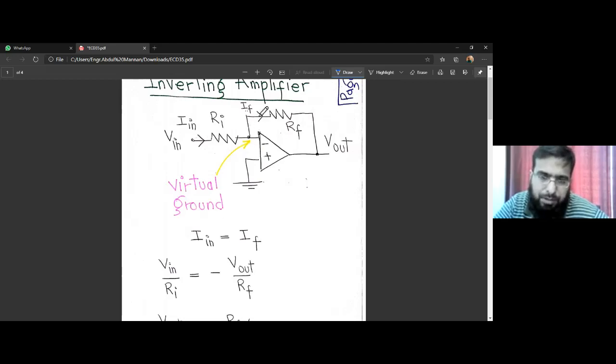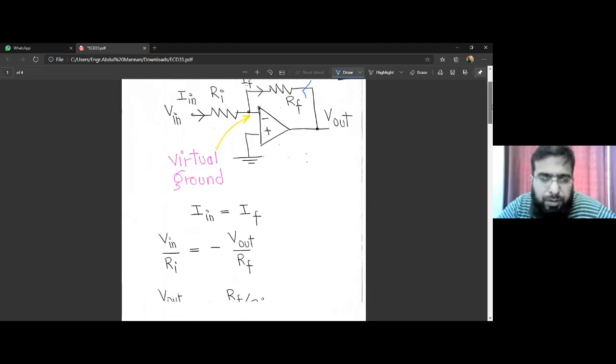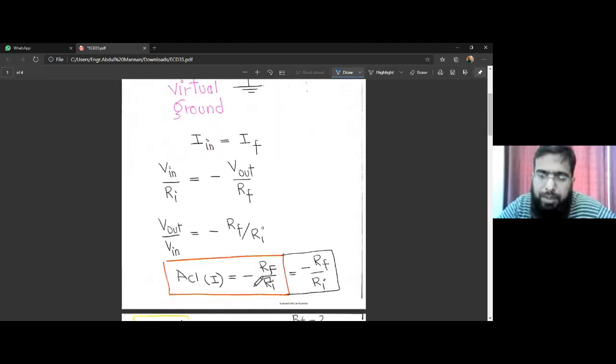So In can be written as V in over Ri. IF is minus V out over RF, because V out will cause a current in the opposite direction. This is ground, and this V out is a positive voltage, so the actual direction of current is this, but we are considering it to be in this direction, therefore we write it as negative. Right, and then solving, V out over V in is ACL. It comes out to be minus RF over RI.